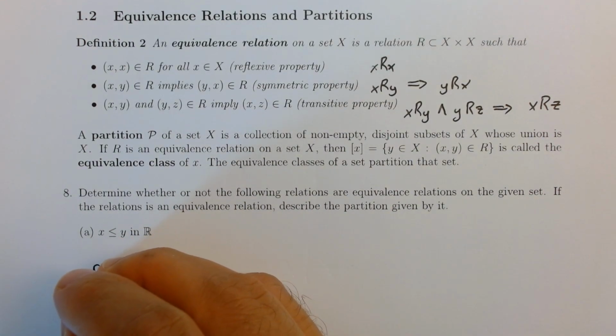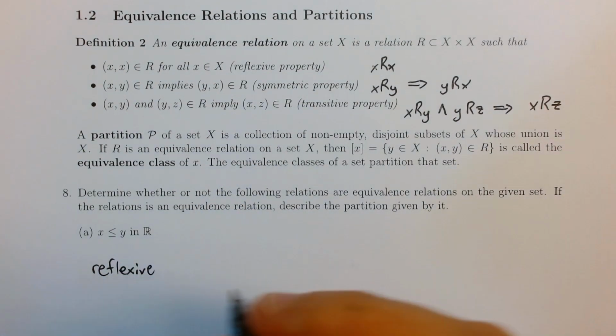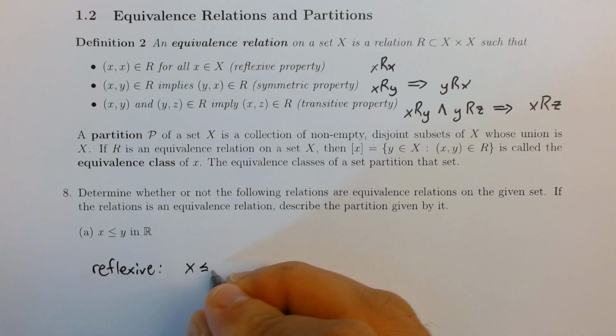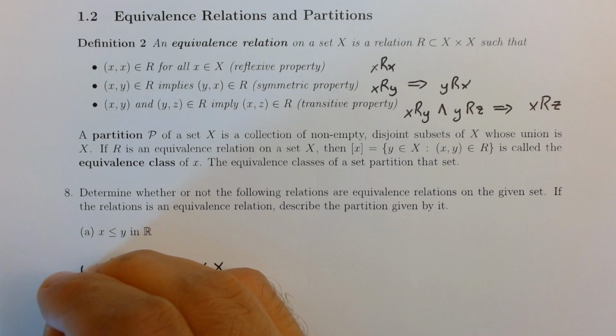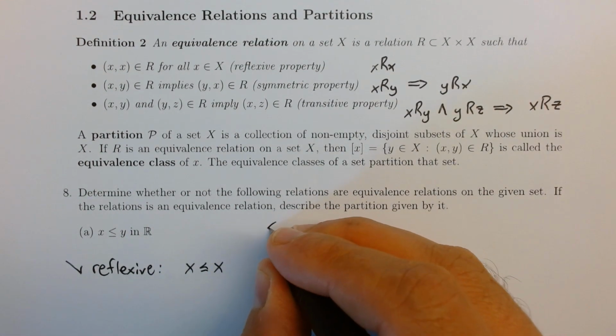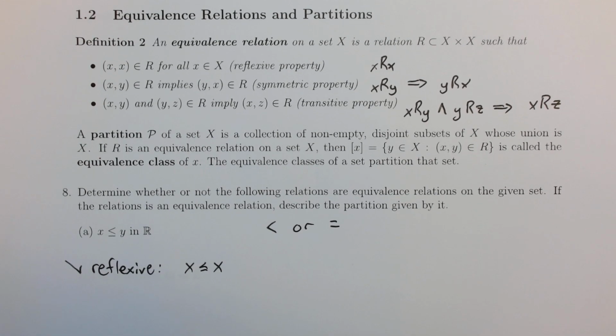So let's test each property. Let's first inquire about whether or not this is reflexive. In other words, we're asking, is x less than or equal to x? And this is, of course, true. Remember, the less than or equal to symbol is an or statement. It's less than or equal to, and x is equal to x, so it is less than or equal to. So it gets a check mark for reflexive.